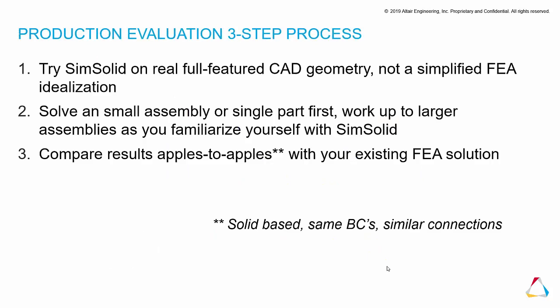What I suggest you do, especially if you're a first-time user, is try SimSolid, but try it on real full-featured CAD geometry. Don't use your typical FEA simplified geometry. Don't merge the parts. Use all the parts as they're specified. So it actually solves better with full unmerged geometry. And what I would do is start small. Do a small assembly or maybe even a single part, and then work up to larger assemblies as you familiarize yourself with the product.